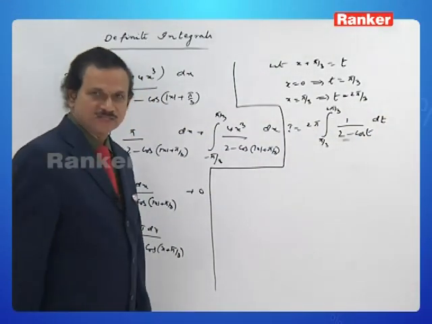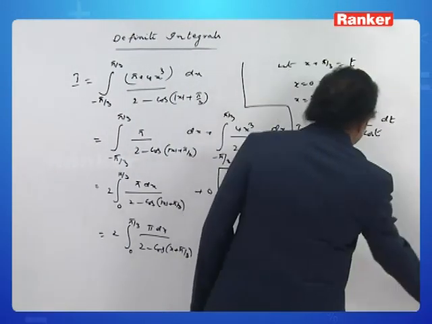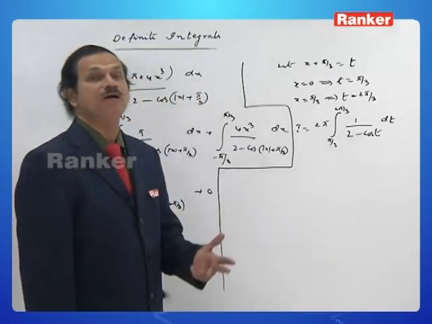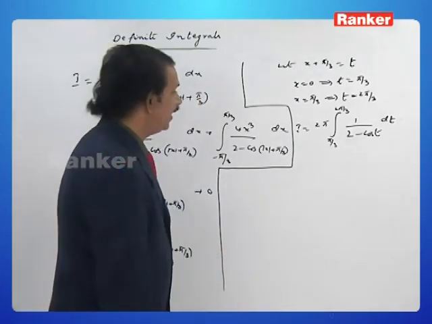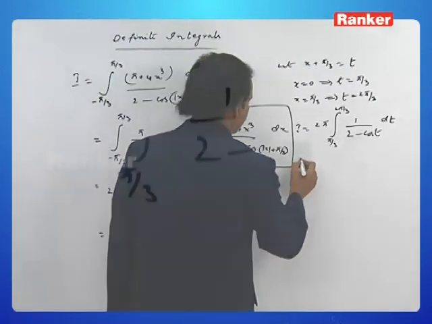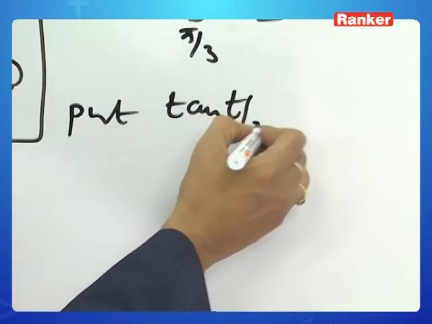Two minus cos t dt. And this is a problem in one of the standard models, taking tan t by 2 is equal to something, isn't it? Now, we shall use that procedure. Put tan t by 2 is equal to u.